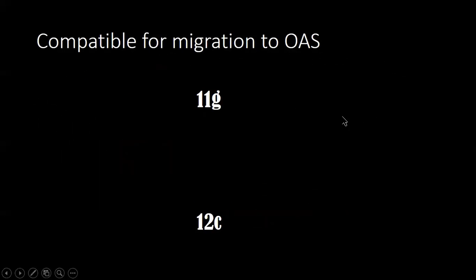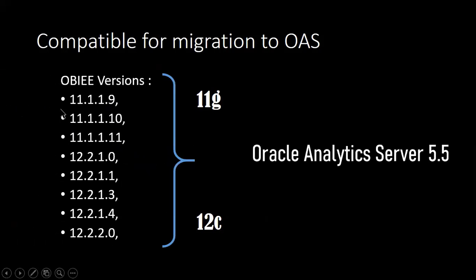What are the compatibilities? Suppose, can I migrate from 11G OBI or 12C OBI to OAS? Yes, it is supporting all the previous versions. It is supporting from 11G, 11.1.1.9 onwards, till 11.1.1.11. So 11G is supported, and 12C is also supported to migrate to Oracle Analytics Server 5.5. Underneath, the version is 12.2.5.50. So that is the actual internal thing.